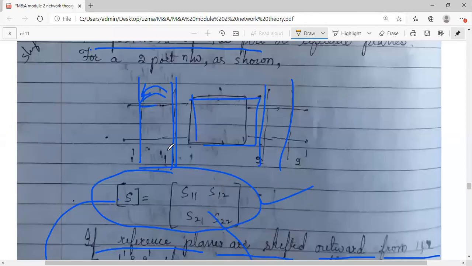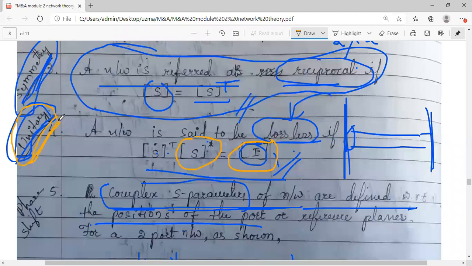There's no proof for this here. For your studies, the unitary and symmetric property proofs, most probably they may ask or they may not ask, I don't know, but we should be prepared for every possible question.